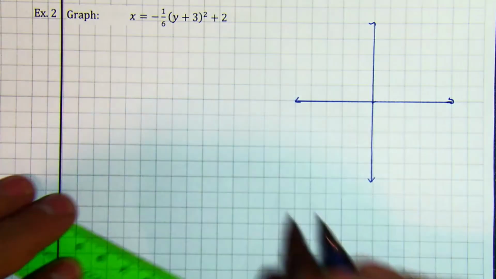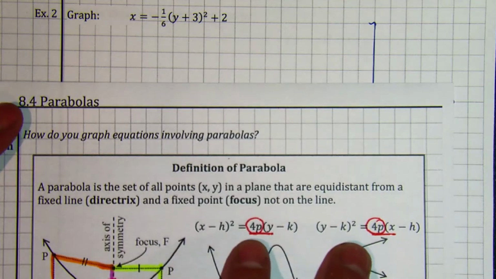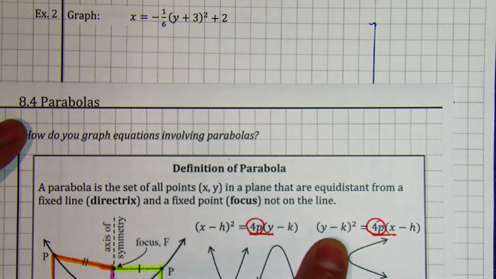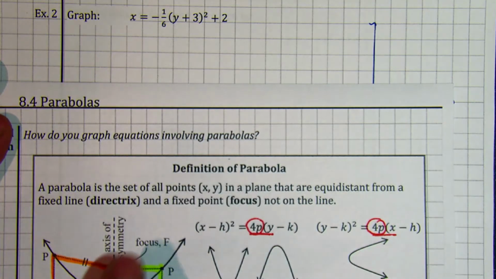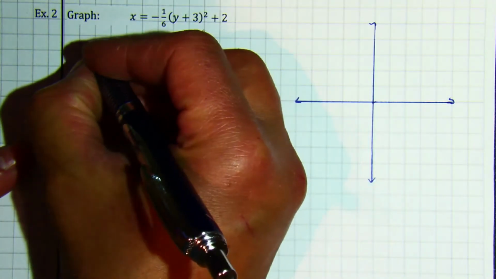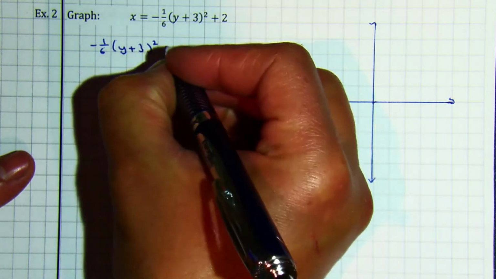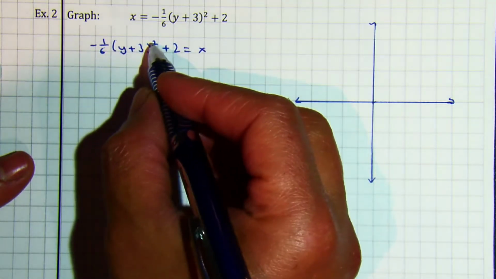So the first thing that I need to do is decide if my parabola is facing up, down, left, or right. But in order to do so, I need to be able to rewrite it in the correct form. Notice that your y is being squared, (y+3) squared, so therefore we're going to rewrite in this form. I'm not going to flip my entire equation, and I'm going to leave the (y+3) squared by itself. So therefore we have negative 1 over 6 (y+3) squared plus 2 equals x. I'm going to leave the (y+3) squared by itself.